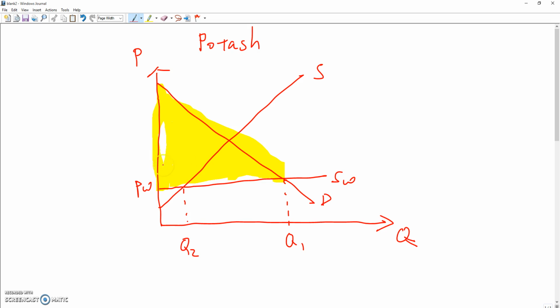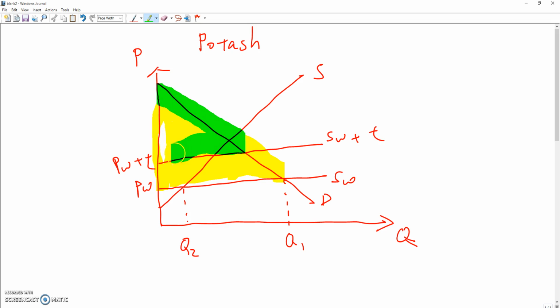Now let's bring in the tariff. The tariff will shift the world supply upwards and thus shift the world price upwards as well. So can you see the problem right now? Where is my new consumer surplus? My new consumer surplus is now here. That means I'm losing a chunk of consumer surplus, which is now the yellow part.